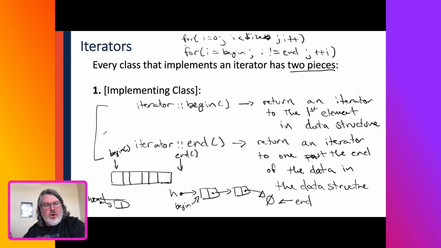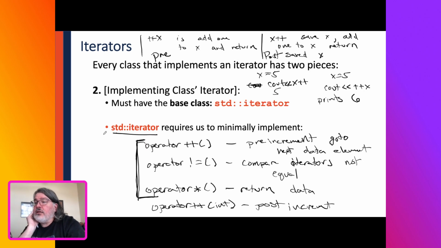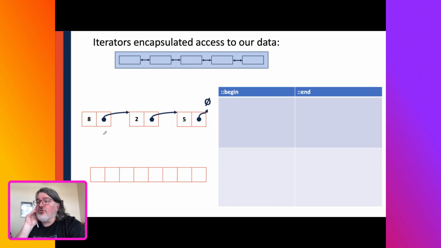Begin and end are required. They're required in the data structure, right? Begin and end were required by the data structure, but an operator doesn't know its beginning. A data structure knows its beginning. So let's try and implement begin.